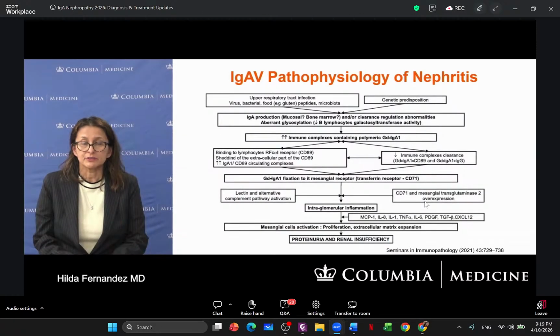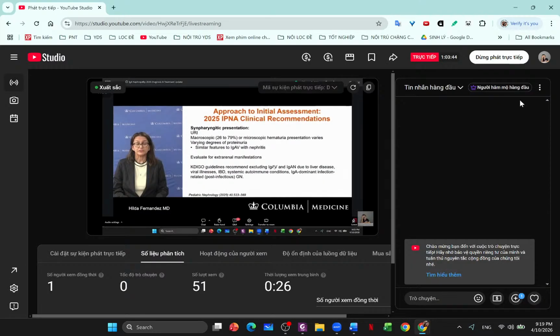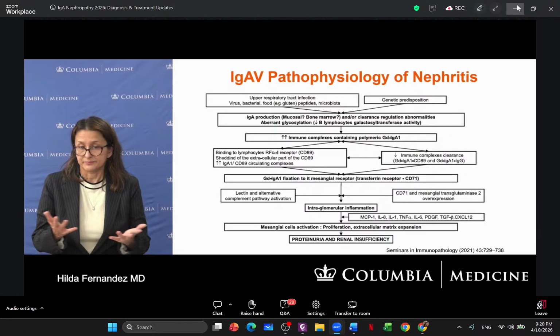The pathophysiology of nephritis in IgA vasculitis has the same sort of pathway: respiratory infection, potentially some genetic predisposition, IgA production, and increased circulating immune complexes that are going to deposit. There's decreased immune complex clearance. There's fixation to the mesangial receptors, and then activation of the lectin and alternative pathways, leading to intraglomerular inflammation, mesangial cell activation, proliferation, and extracellular matrix expansion, and then, again, proteinuria and renal insufficiency.